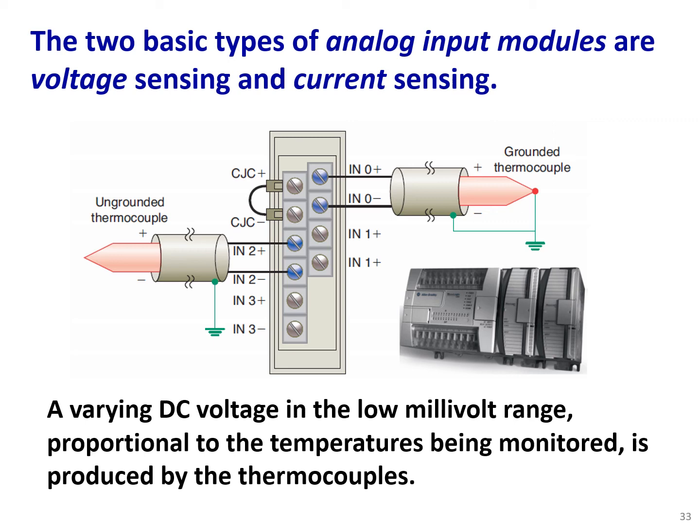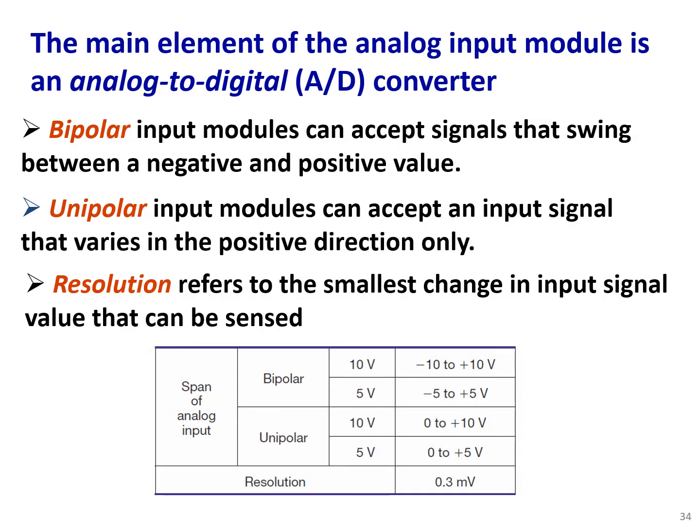So that's why the analog modules are specific, and we must have a separate type of module for analog input and output. The main element of the analog input module is an analog to digital or AD converter. Now you could see the different type of these modules. Bipolar is the first one. Bipolar input modules can accept signals that swing between a negative and positive value. So that's why we call it bipolar, means two poles, negative and positive.